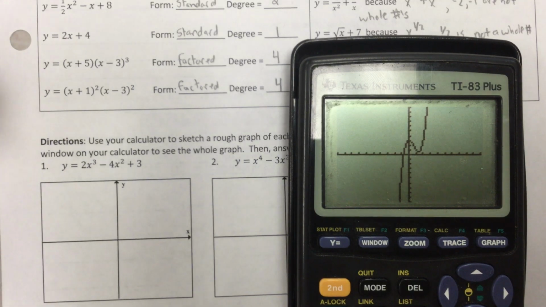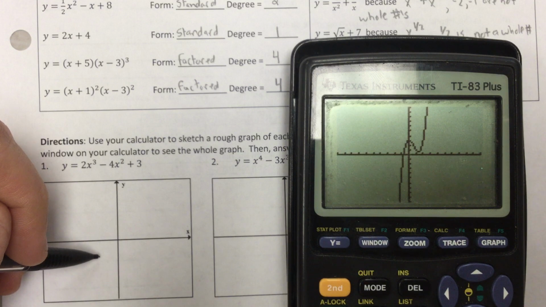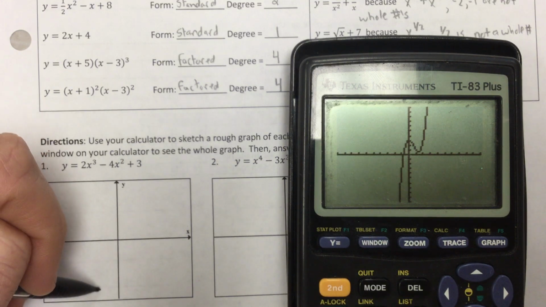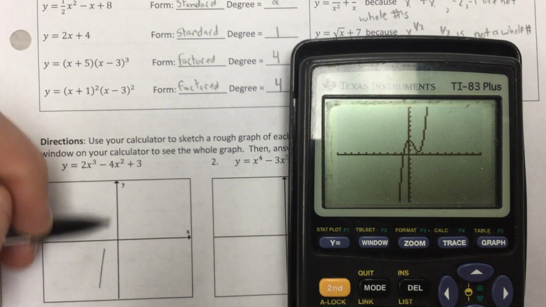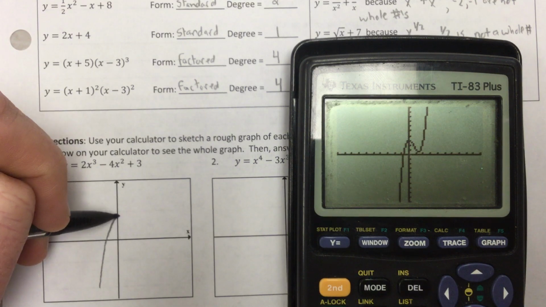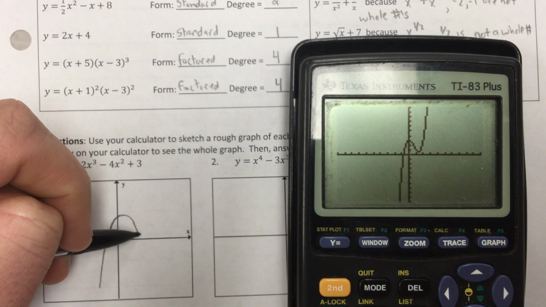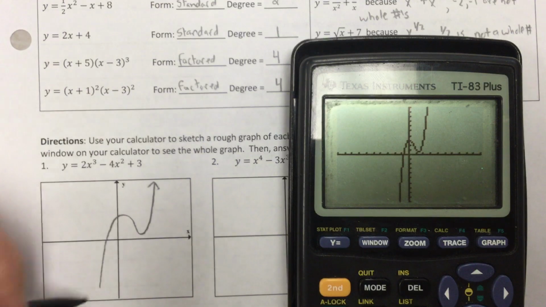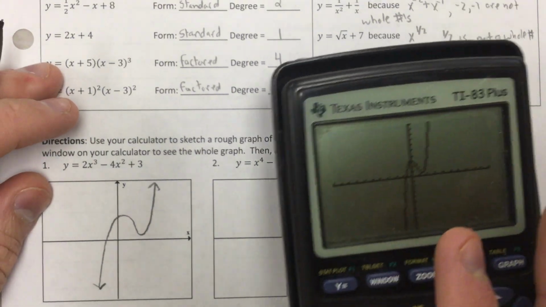And so if you notice, again, we're briefly sketching it. We're seeing that it's going to cross the x-axis on the left side of the y-axis. It's going to come close to the x-axis but not touch it, and then go back up like that. So that's our first one.